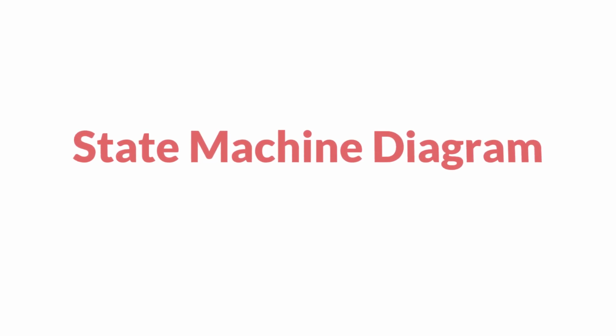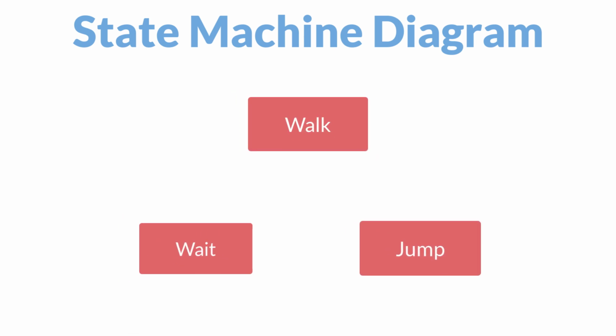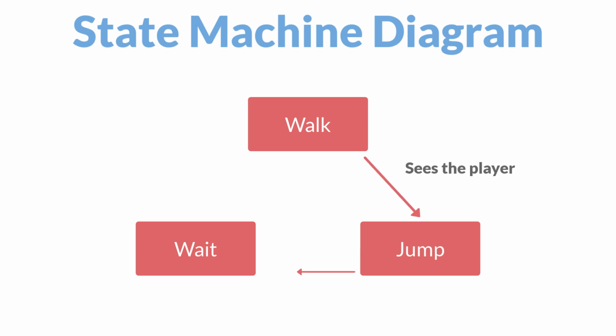But before we modify our jumping square, let's review its state machine. It has 3 states: the walk state, the jump state, and the wait state. It can move from the walk state into the jump state if it sees the player, and after that, always moves back into the wait state, and then, after alarm 1 fires, back into the walk state.